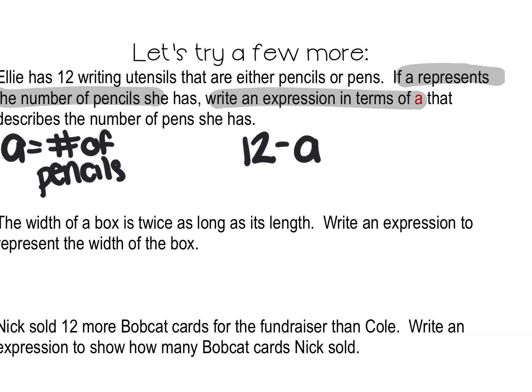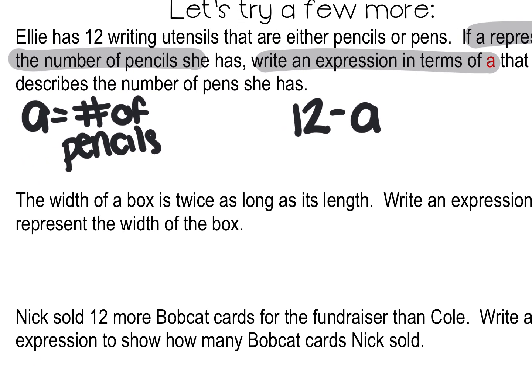Let's do one more. The width of a box is twice as long as its length. Write an expression to represent the width of the box. So the whole expression is going to represent the width. We're not going to pick a variable for that. What's our variable going to represent, Audrey? The length. The length. So L would make sense to use here.